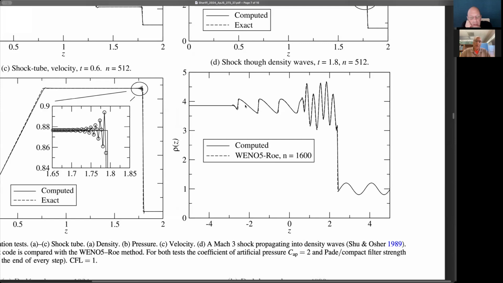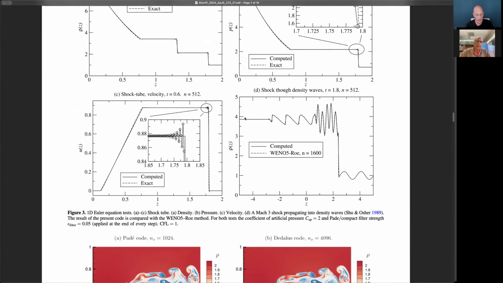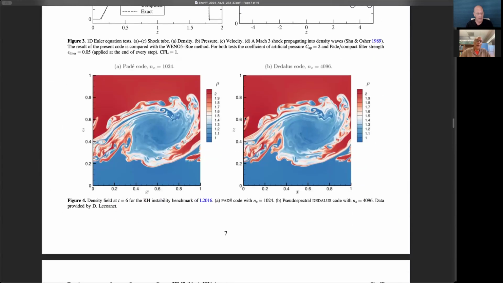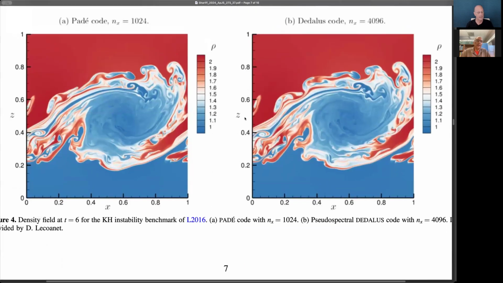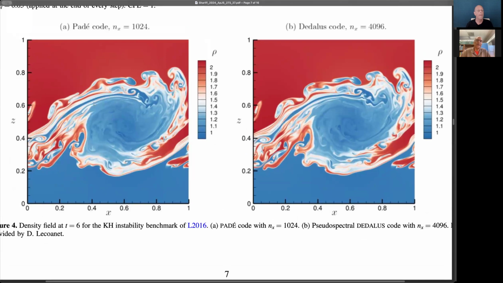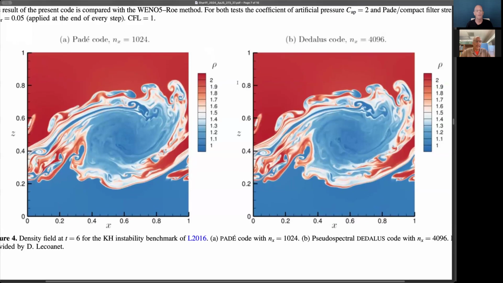Okay. So now let's look at the Kelvin-Helmholtz test case. That one should show some pretty good agreement between Daedalus and Padé. Sure. So the plot on the left shows what you get with the Padé code using 1024 squared points. The plot on the right was data given to me by Lequanet.